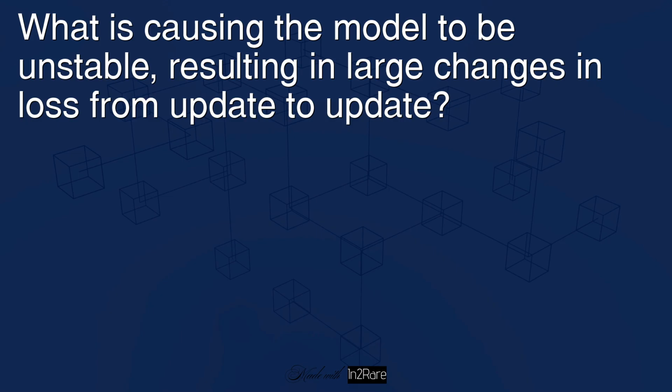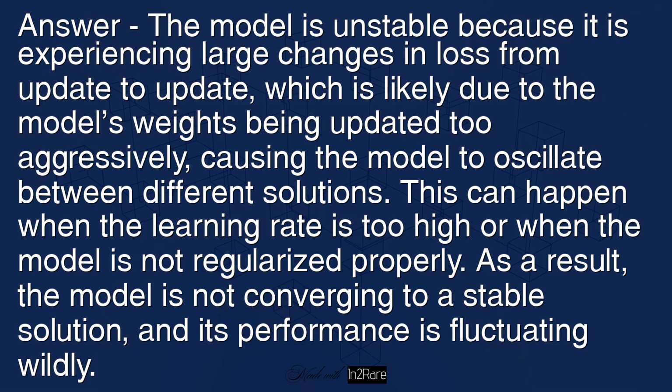What is causing the model to be unstable, resulting in large changes in loss from update to update? Answer: the model is unstable because it is experiencing large changes in loss from update to update, which is likely due to the model's weights being updated too aggressively, causing the model to oscillate between different solutions. This can happen when the learning rate is too high or when the model is not regularized properly. As a result, the model is not converging to a stable solution, and its performance is fluctuating wildly.